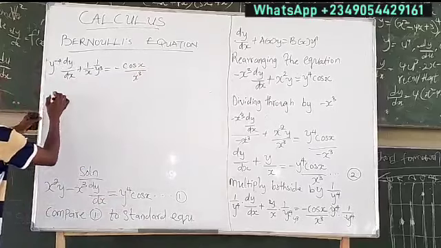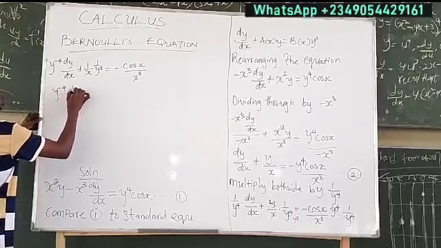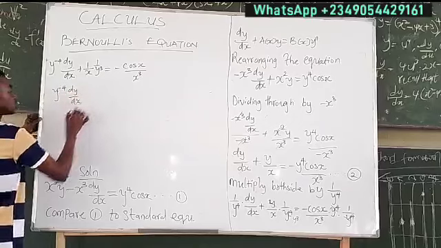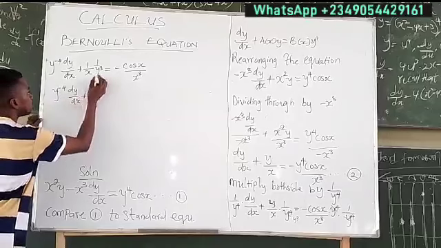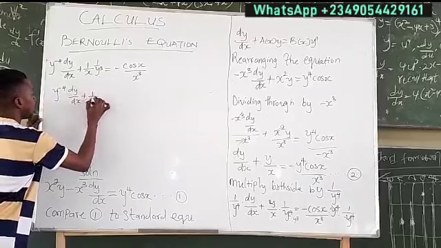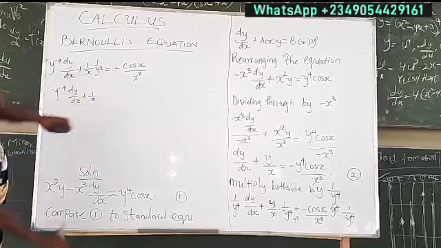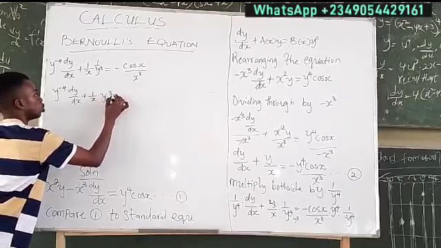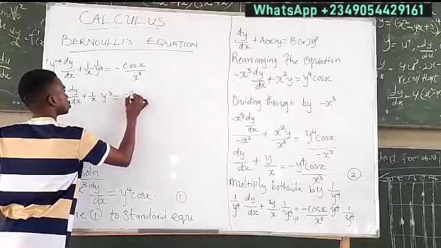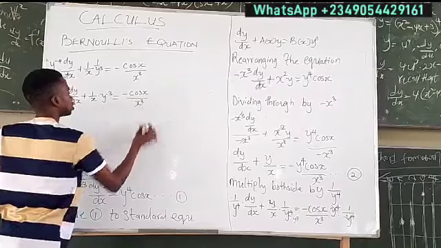This can also be written as y^-4 dy/dx, then plus 1 all over x. Then let us remove this fractional form. It can be written as y^-3, equal to minus cos x all over x^3.